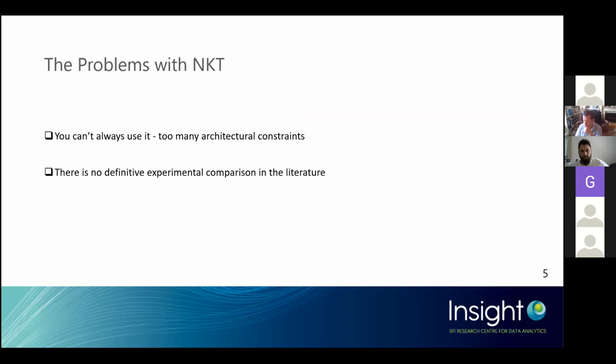Two of the problems we've observed in the current approaches to neural knowledge transfer are these. Despite the fact that you're getting around the constraint of having to transfer over the weights, there are still a lot of limitations on when you can and can't use it. I'm going to go into those in detail later on. And there's also no definitive experimental comparison in the literature at the moment. So if you said tomorrow, I want to perform neural knowledge transfer for my particular use case, it's very hard to figure out which of the methods out there you should use. There is nothing definitive, or no ranking even, that exists currently.